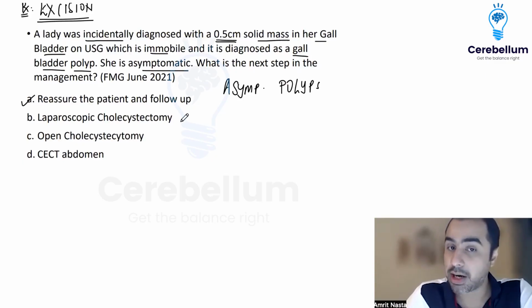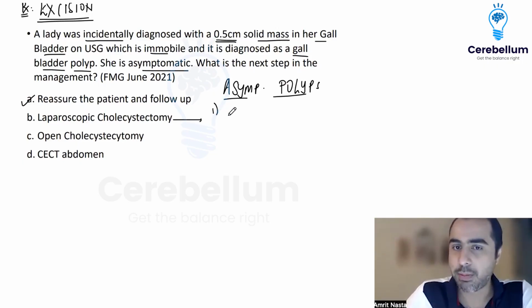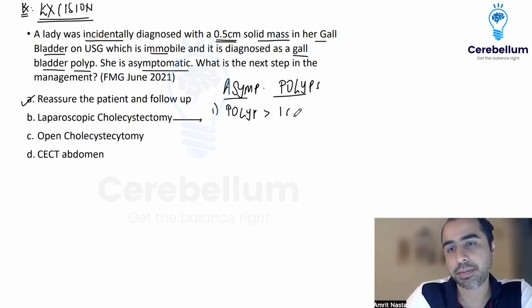But the question that will come next time, this came in INI CET: when will you do cholecystectomy in asymptomatic polyps, or what are the indications for cholecystectomy? One is if the polyp is a large polyp, more than 1 centimeter. So this is 0.5. If it was 1 centimeter, then the answer would have been surgery.